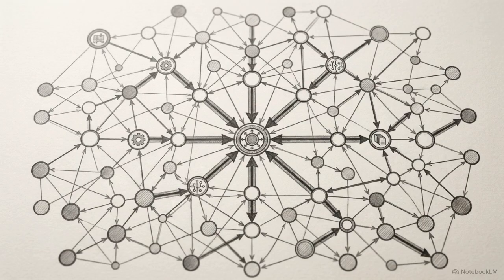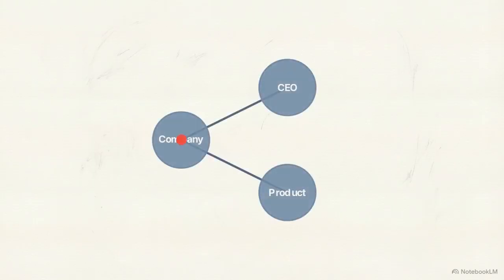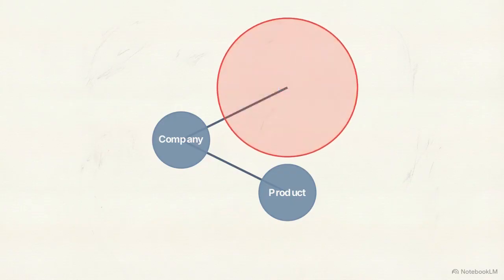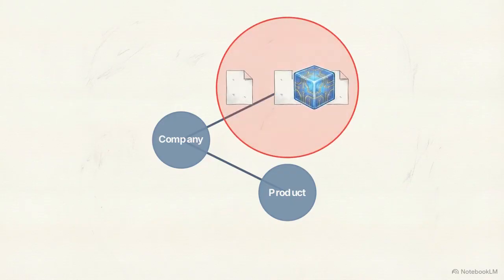The cutting edge relies on knowledge graphs. Technique 29, GraphRAG with LangChain, extracts entities from the query and traverses a Neo4j graph to map relationships, using node IDs to filter the vector search.